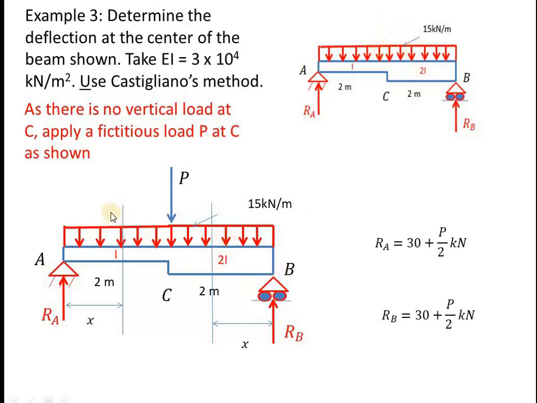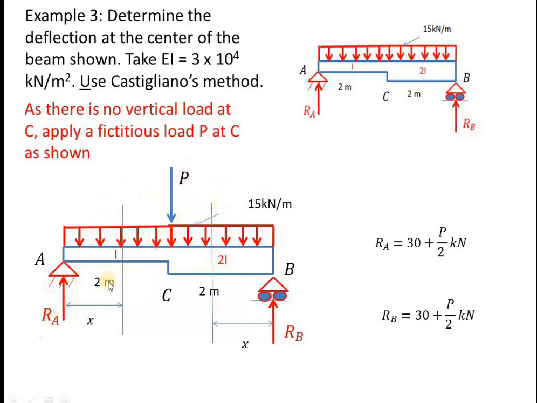But in Castigliano's theorem, whatever the loading is, it stays. If there is any load at the point where the deflection is asked, suppose vertical deflection is asked, there must be some vertical load at C. If no vertical load is at C, you have to assume a fictitious load P. Suppose there is a load like say 150 kN, that 150 kN itself you call P. Now here, as there is no vertical load at C, you apply a fictitious load P, and you have to calculate the reactions and bending moments in both the portions due to this loading and this fictitious load.